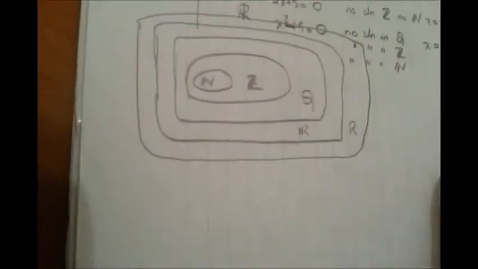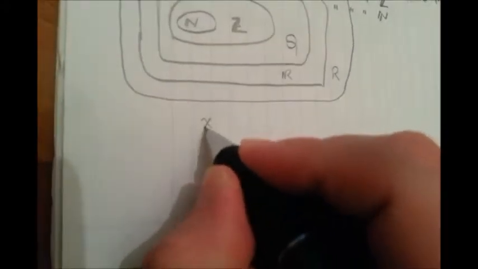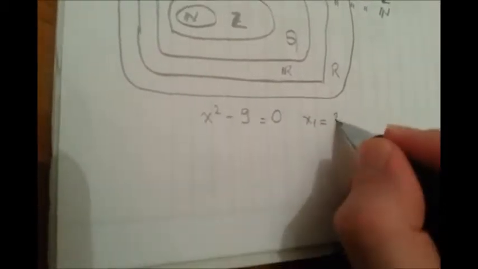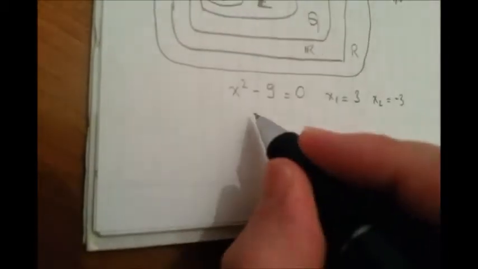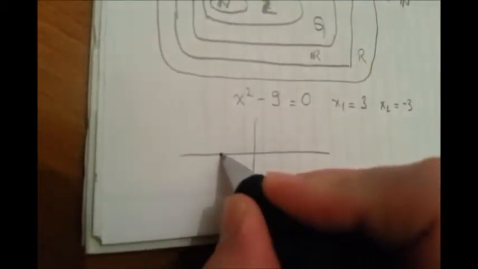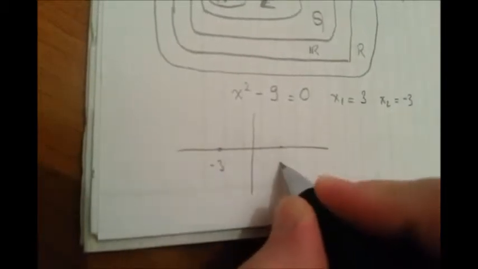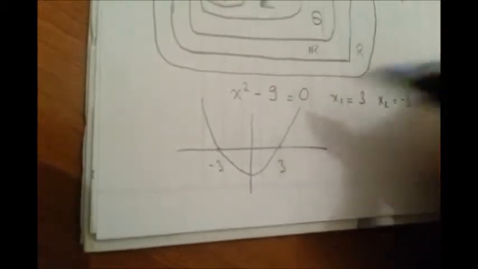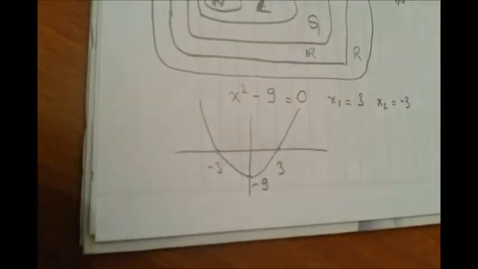But let's start with this equation, x squared minus 9. It has solutions x1 equals 3 and x2 equals minus 3. And it has a graph like this, crossing at minus 3 and 3, and it goes like this. If you put in 0, then this is minus 9. So it has a solution.